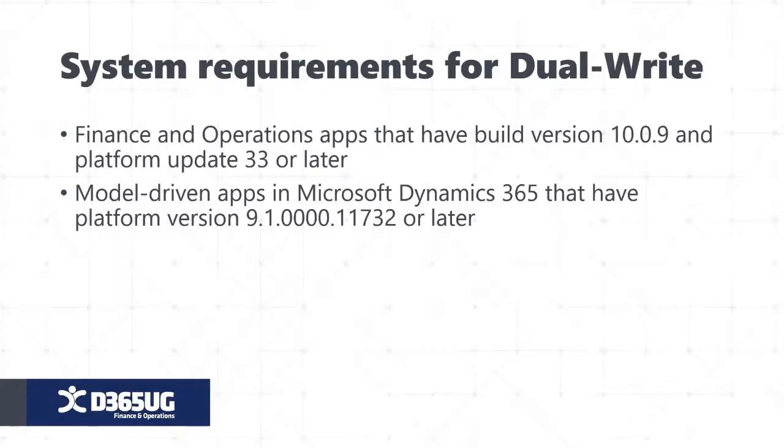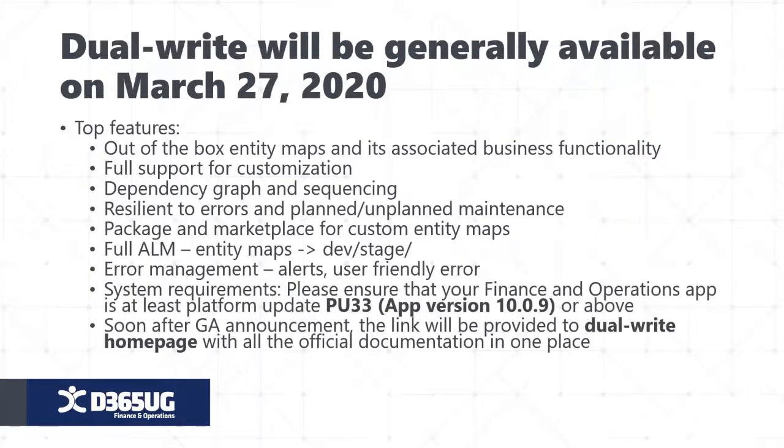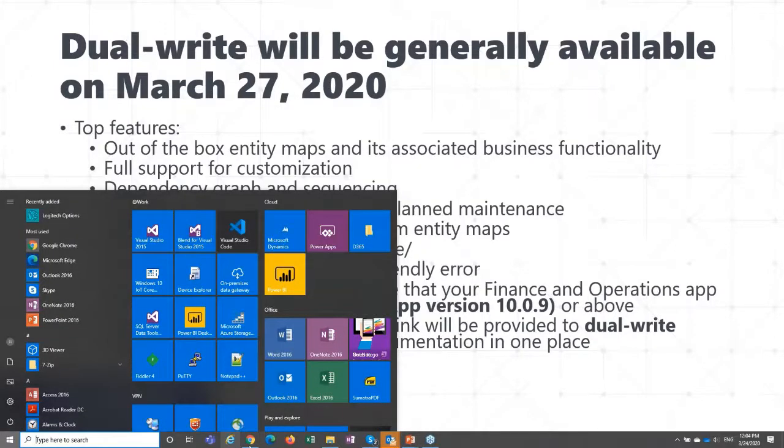This is the requirements for using the dual write when it becomes globally available, or if you prefer to work with the preview. Finance and operations 10.09 on platform update 33, and CRM with 9.1. And this is the good news. In just a few days, the dual write will be globally available with a bunch of new features featured on this slide. Okay, let's go back and check our demo here.